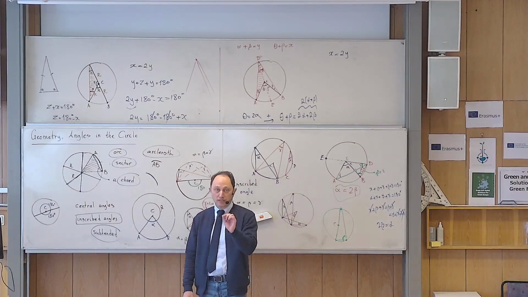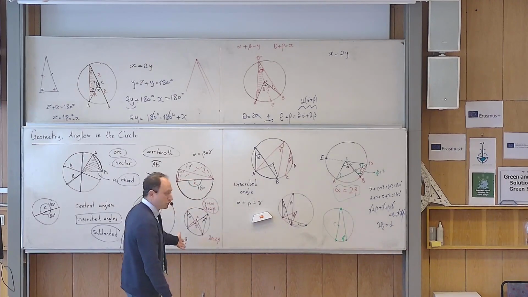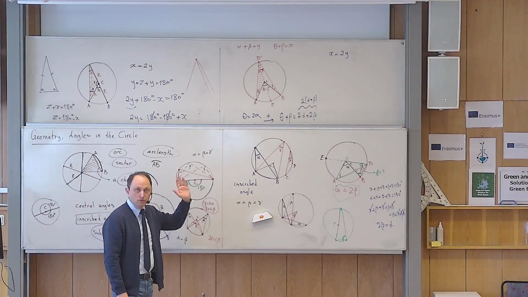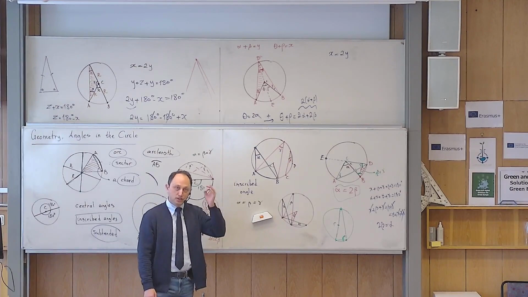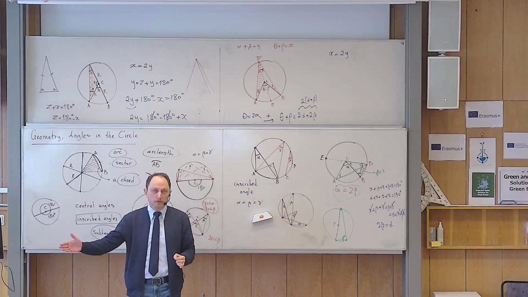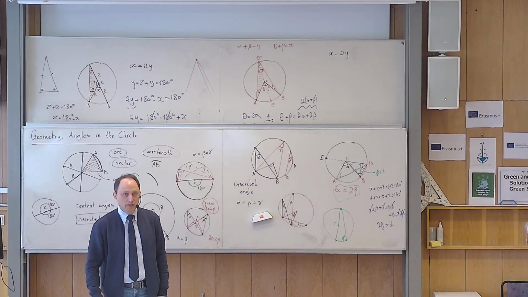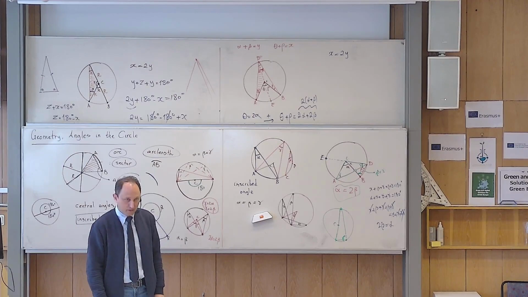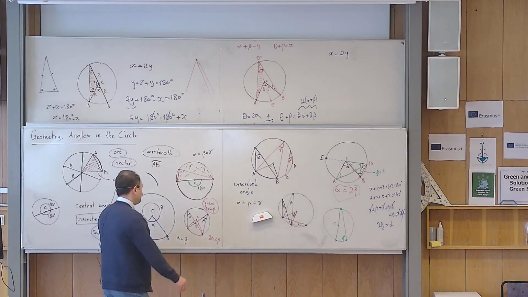If you want to use it in the exam, you don't need to prove it every time. You need to tell me that, okay, that angle is an inscribed angle opposite to a diameter, so it is 90 degrees. Is that understandable? Okay.